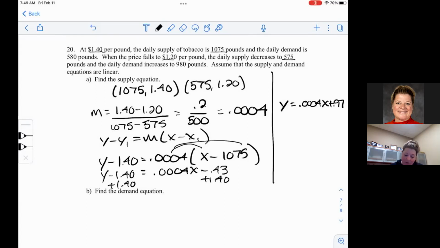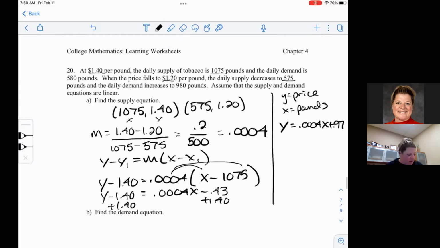Okay, that's our supply equation. And really, y is equal to price, so you could have done a P if you wanted, and x is equal to pounds of tobacco. Okay, and you could look back and see that from your points, because this is x and this is y, and that was our pounds of tobacco and the money.